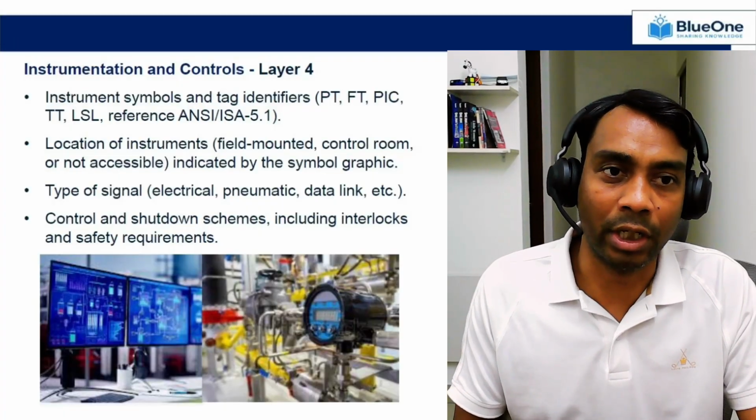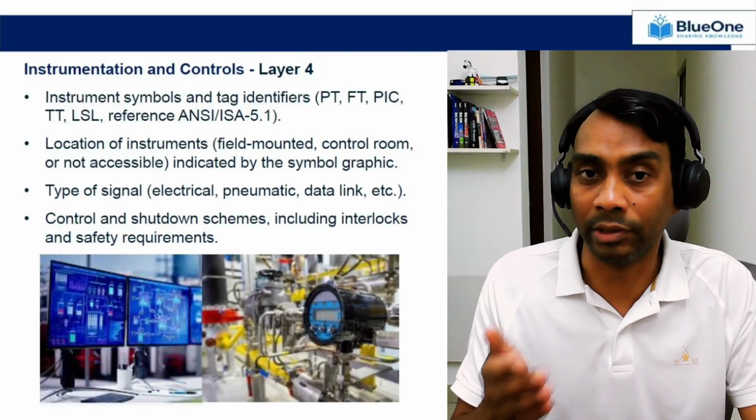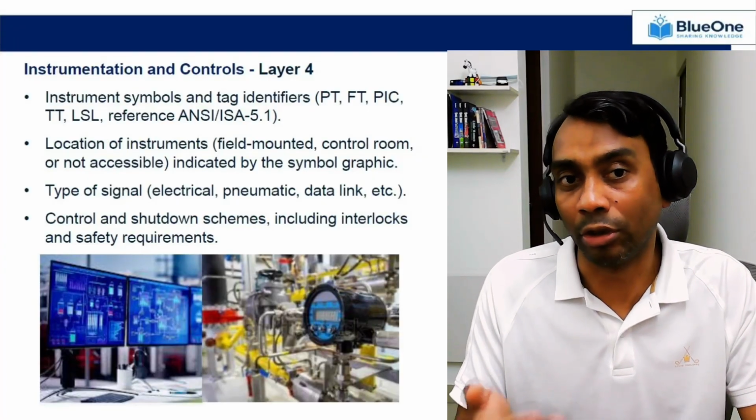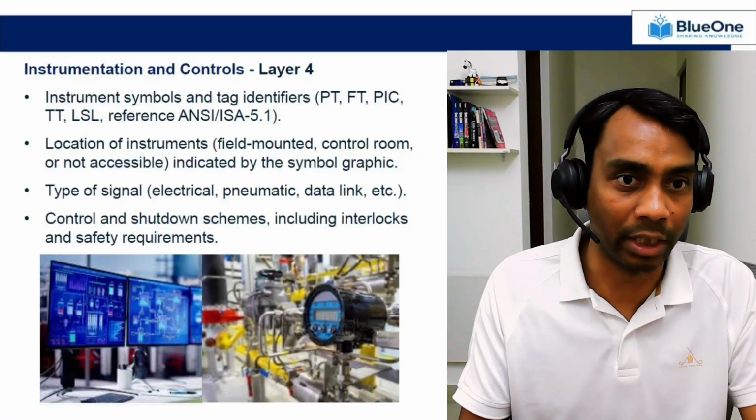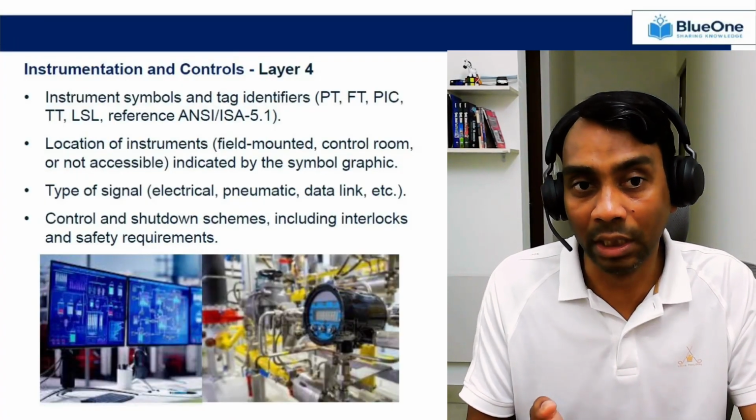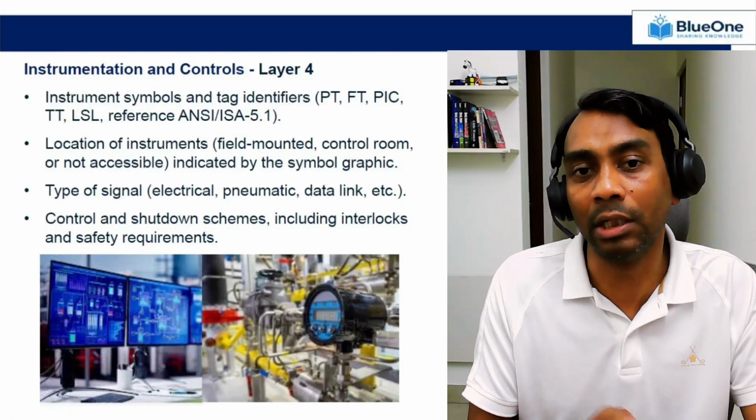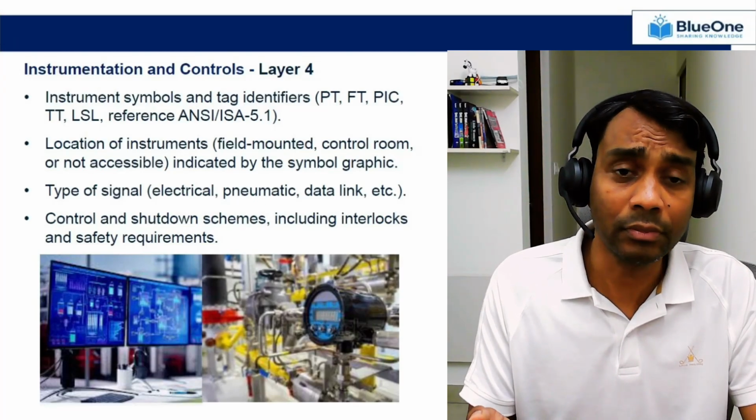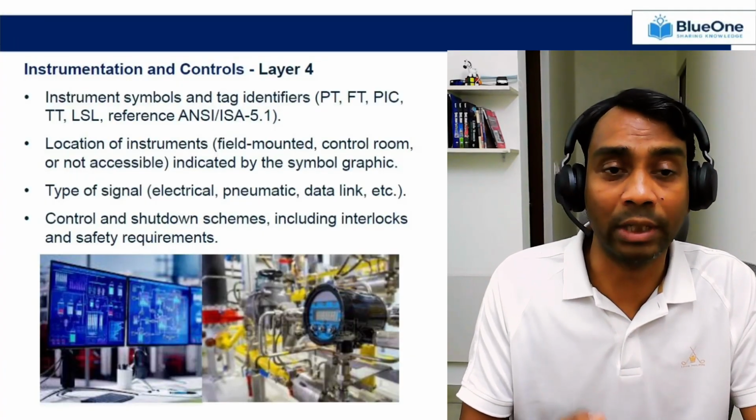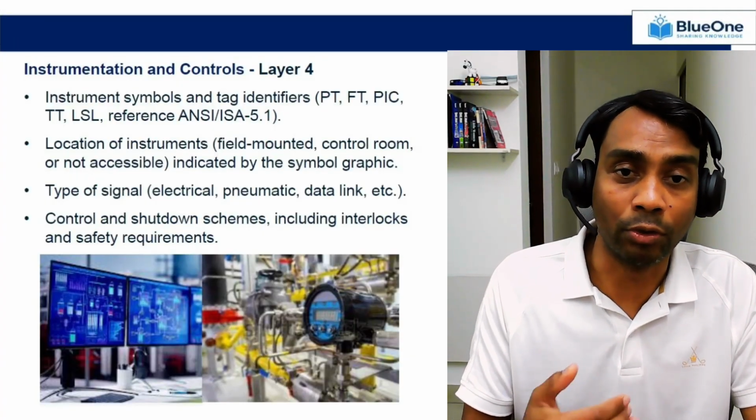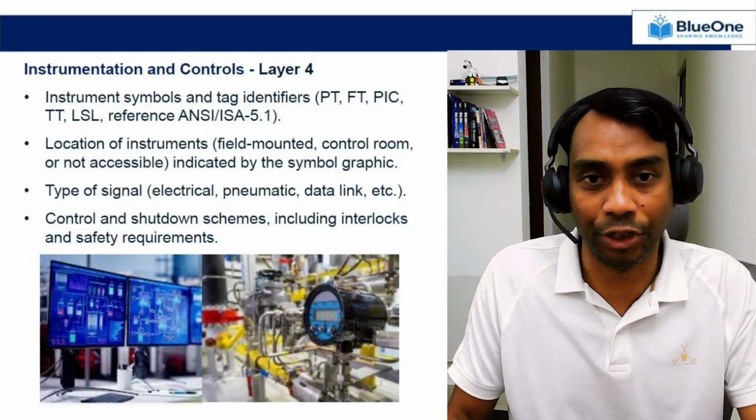It will also give you information about the location of the instrument, where that particular instrument is located. Either it's field mounted, it's in the control room, or it is accessible, or it is non-accessible. You can easily identify it by looking at the symbols provided in the P&ID. It will also help you to understand the type of signal associated with that particular instrument, for example, electrical, pneumatic, or software data link. And then it will also help you to understand the control and shutdown scheme for that particular instrumentation. It will also include information about the interlocks, alarms, and the safety requirement associated with that particular instrumentation.